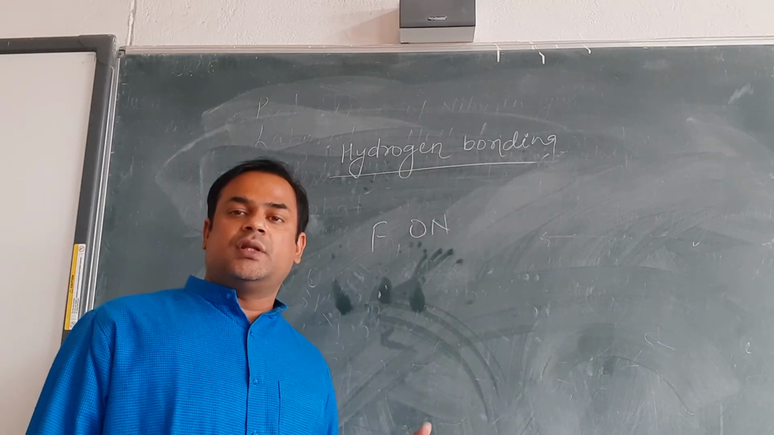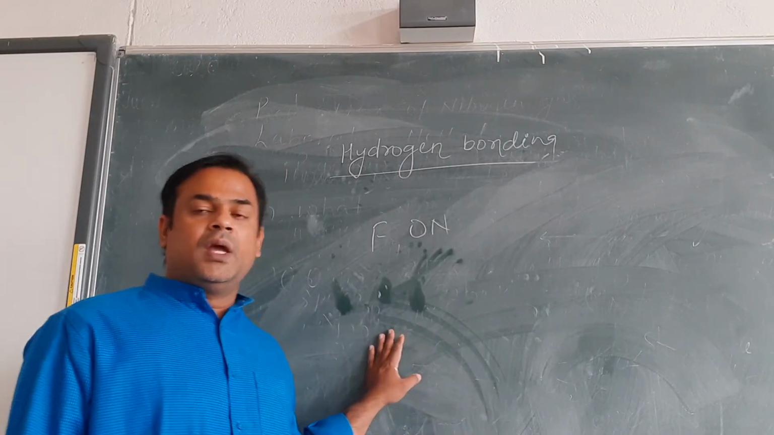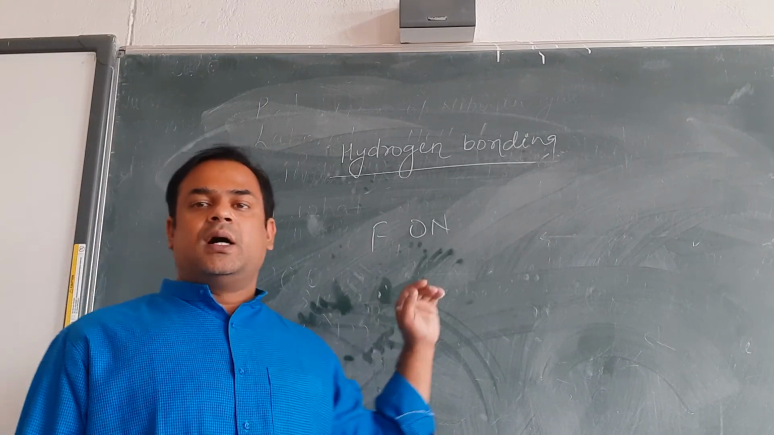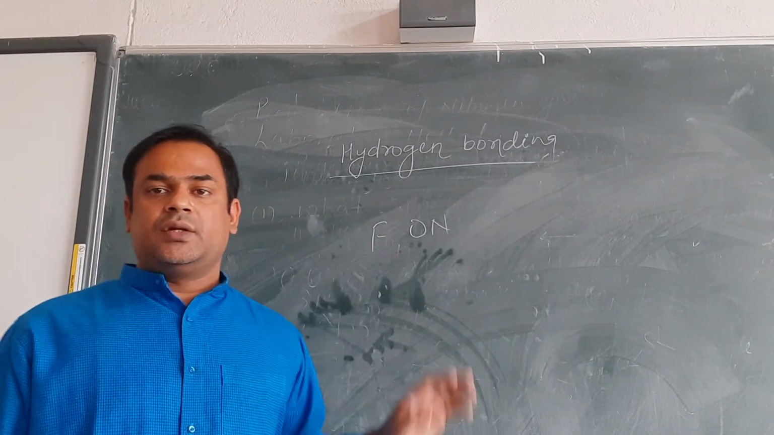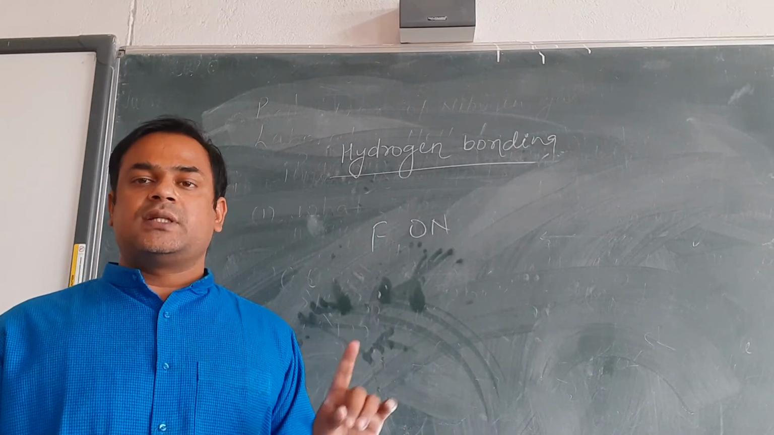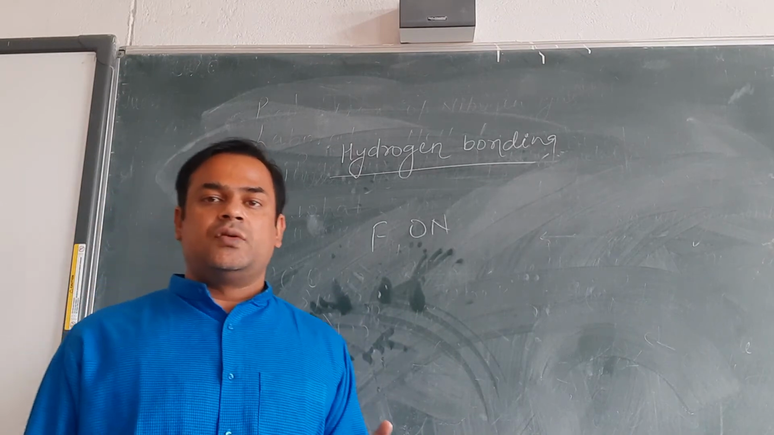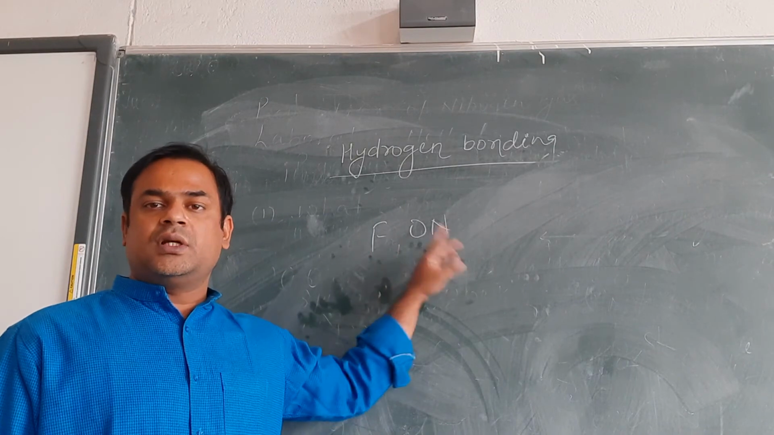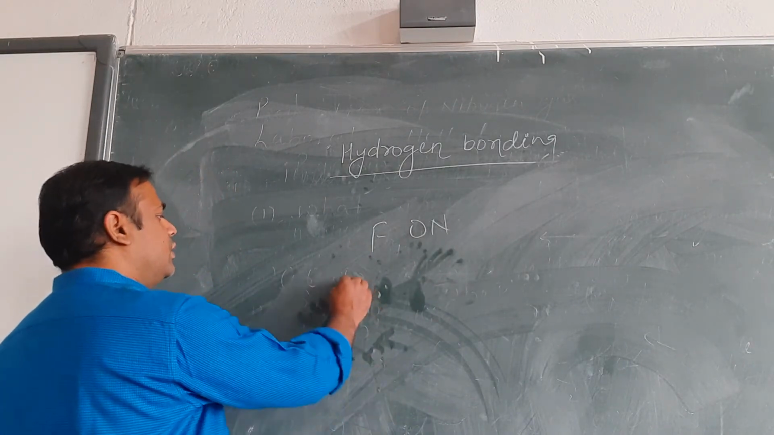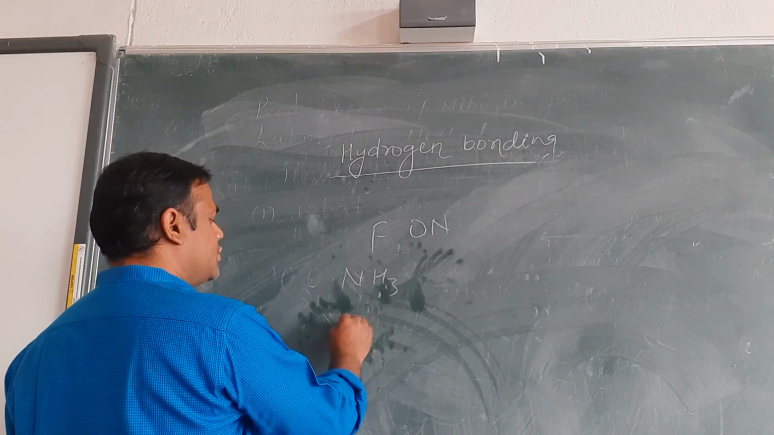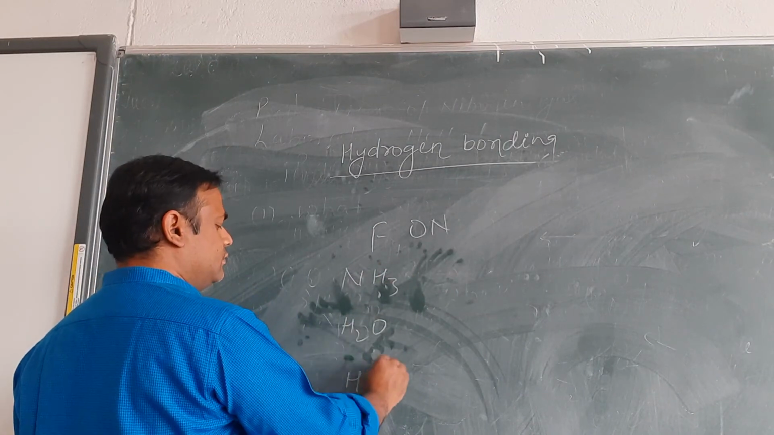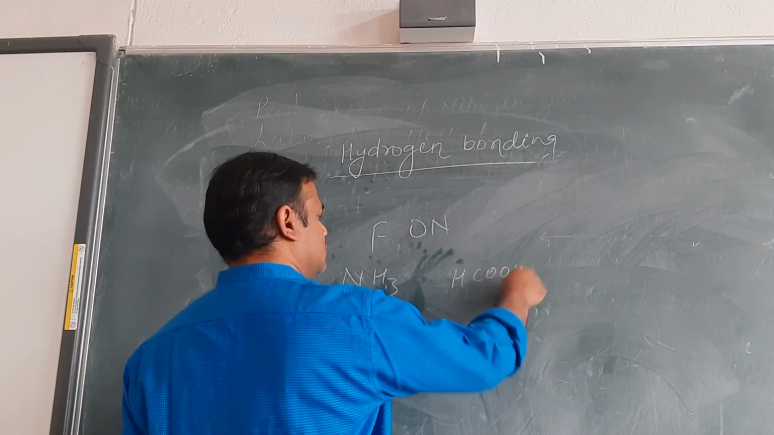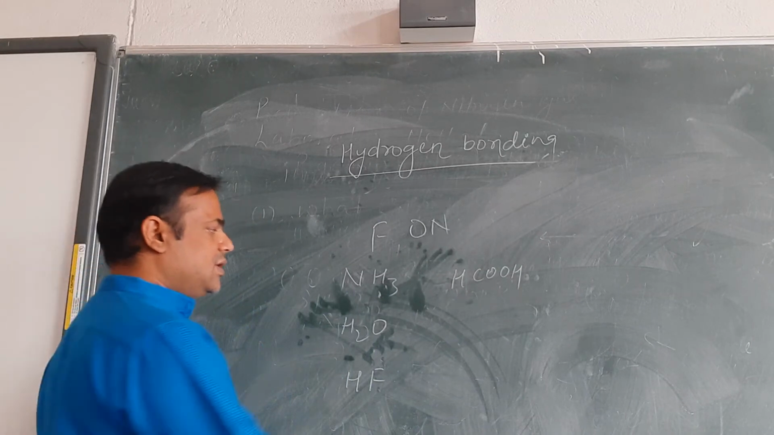The bond dissociation enthalpy of hydrogen bonding is very high, and due to this a separate term is given, hydrogen bonding. The first and most important condition for hydrogen bonding is that hydrogen must be attached with either fluorine, oxygen or nitrogen. So consider molecules like NH3, H2O, HF, HCOH or CH3COH.